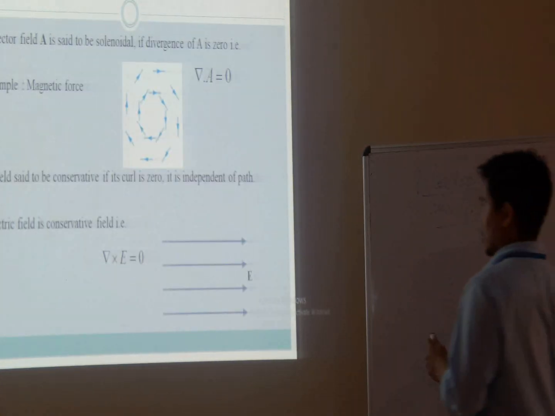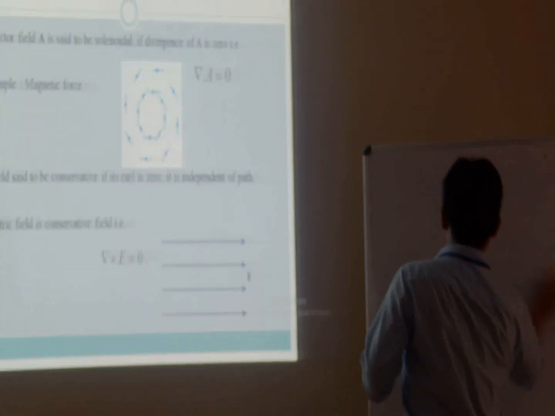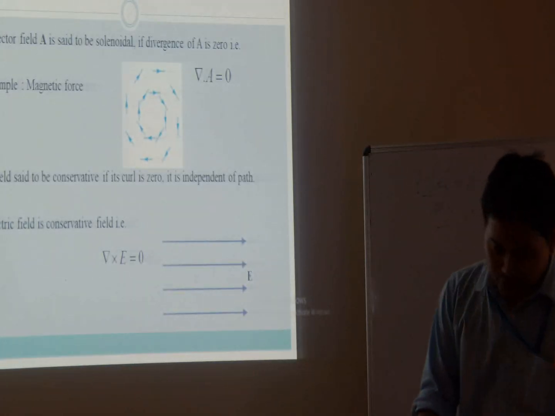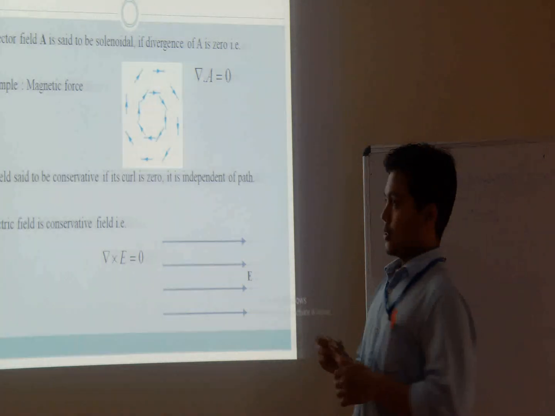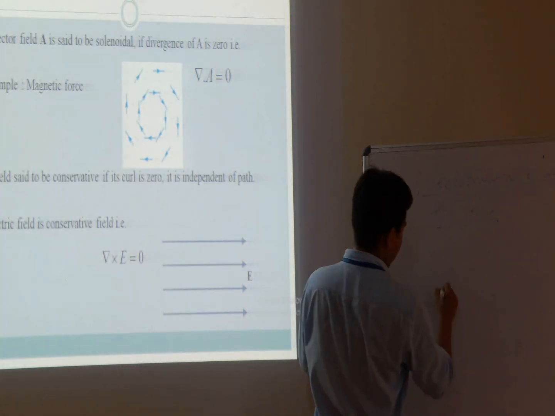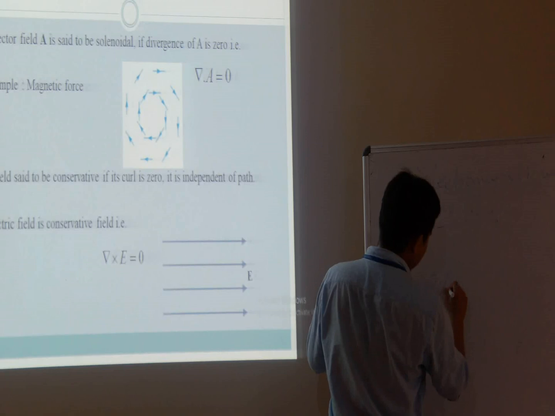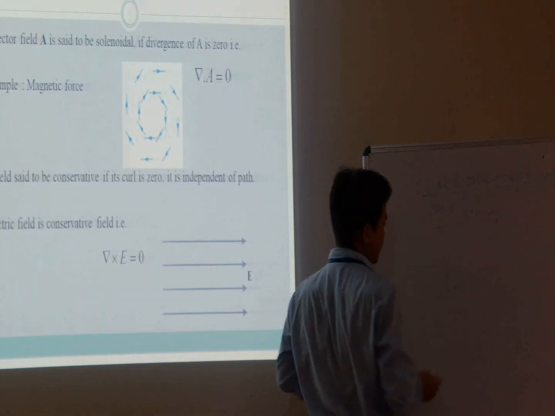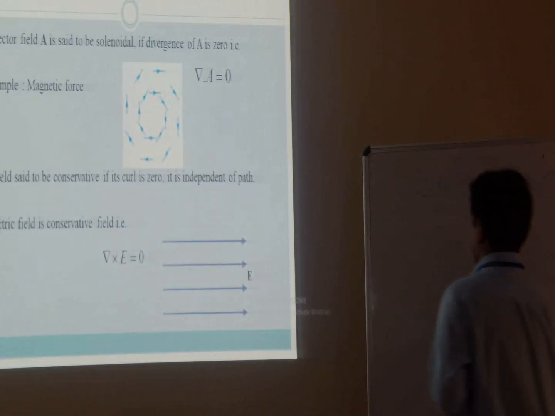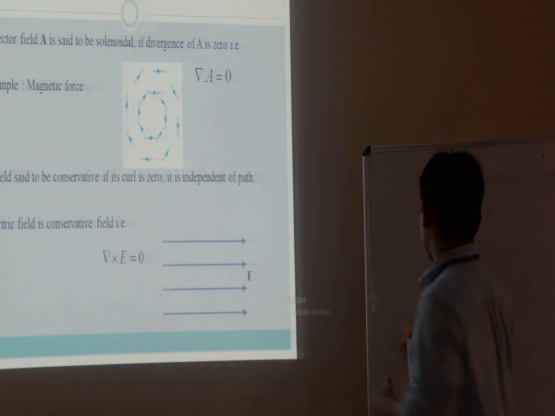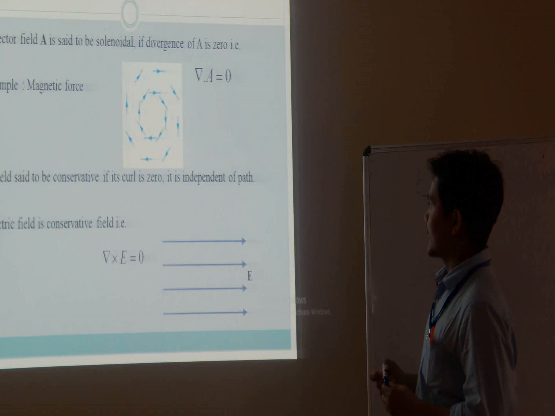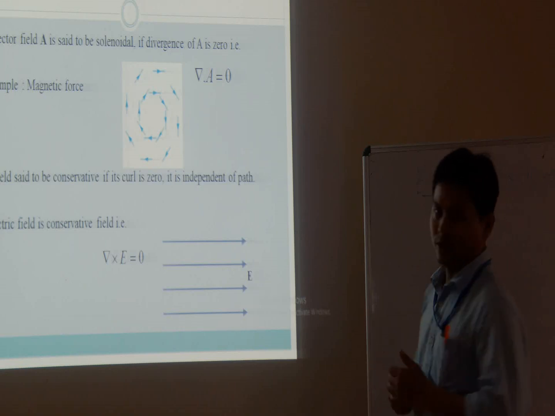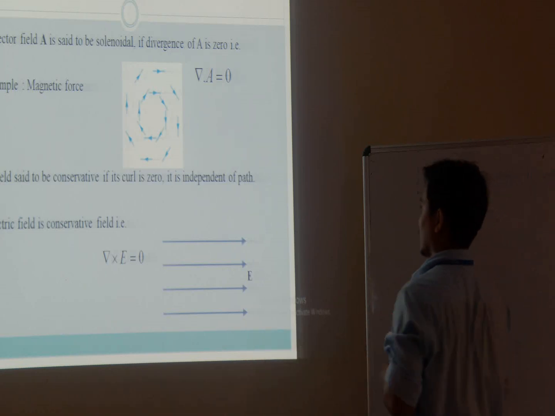So next I am going to explain the solenoidal field and the conservative field. A field is said to be solenoidal if its divergence is 0. This is called a solenoidal field. For example, the magnetic field. If we take the divergence of the magnetic field, that is 0.